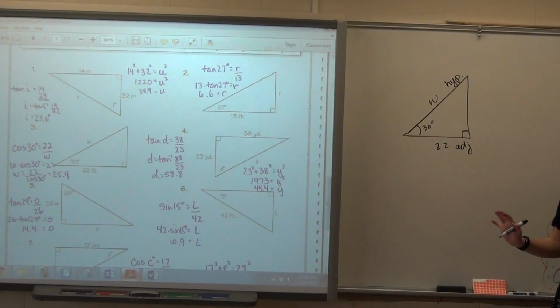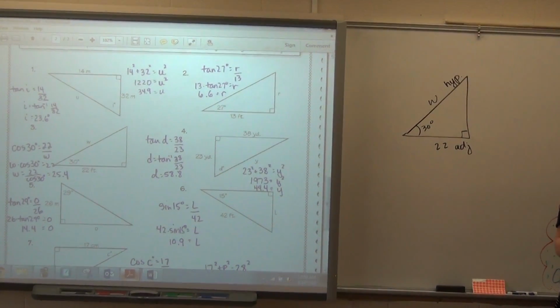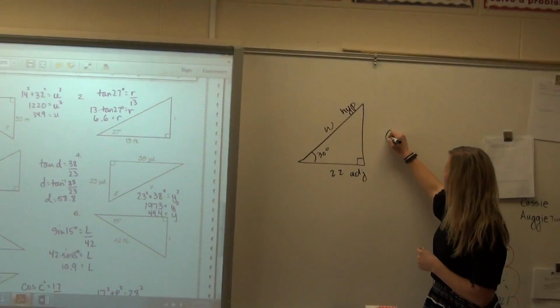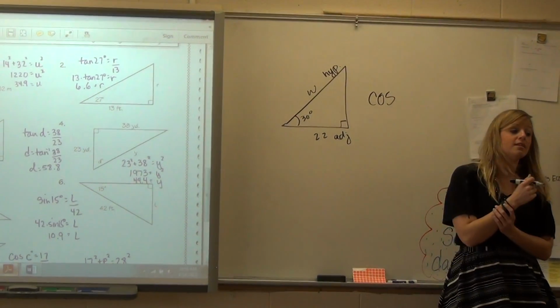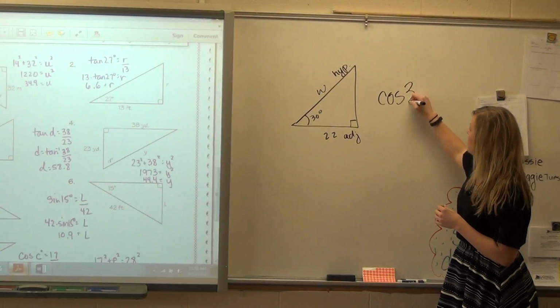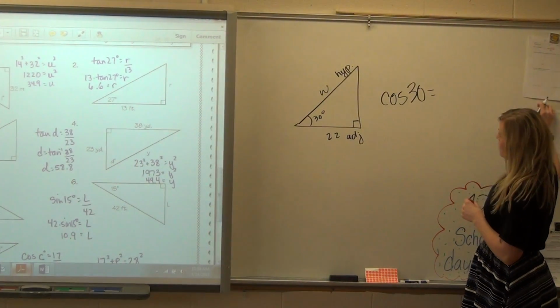Don't all jump at once. Go ahead, Dave. Cosine is equal to. Cosine of what? What's our angle? Cosine of 30 is equal to 22 over W.